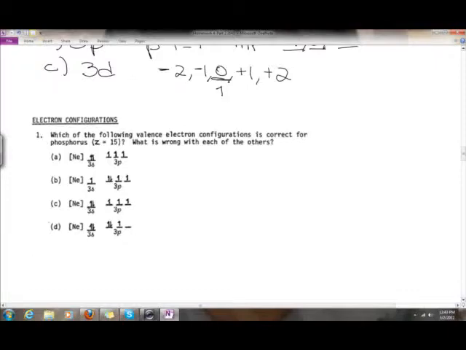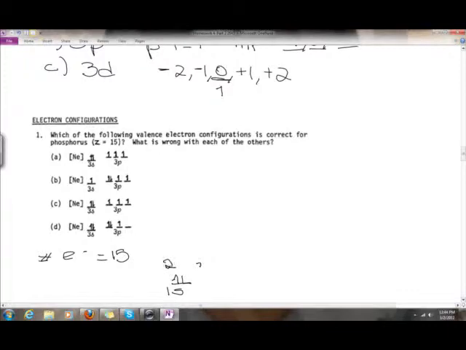So electron configuration. Let's start with the electron configuration. Which of the following valence electron configurations is correct for phosphorus 15? What is wrong with each of the others? Well, let's do the electron configuration of phosphorus 15. The number of electrons for phosphorus would be 15. So we got here 1s, 1, 2.